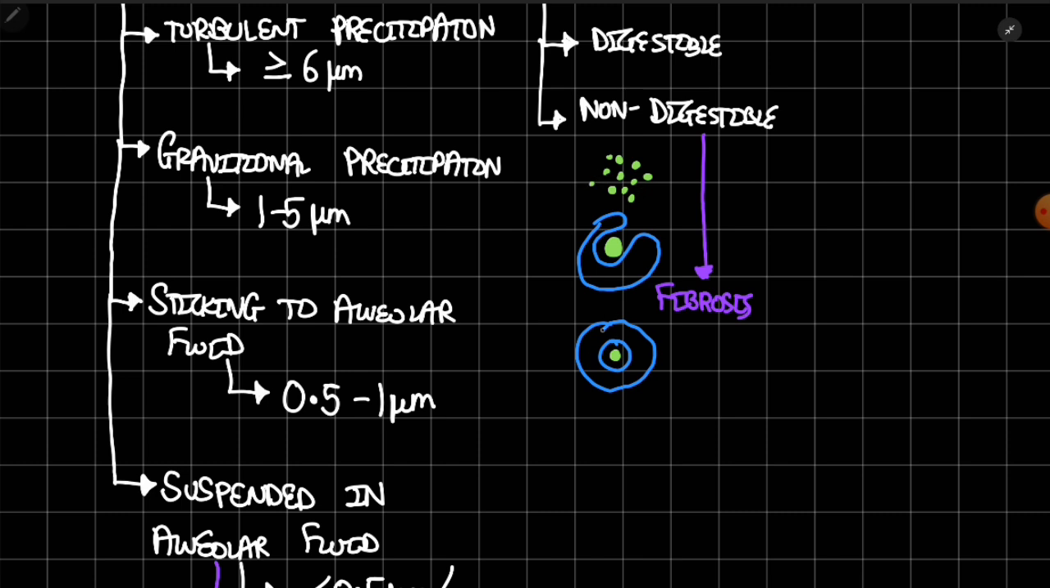So where are these structures going to? This structure will go to the lungs and deposit there and will lead to fibrosis. So this was the clinical importance.